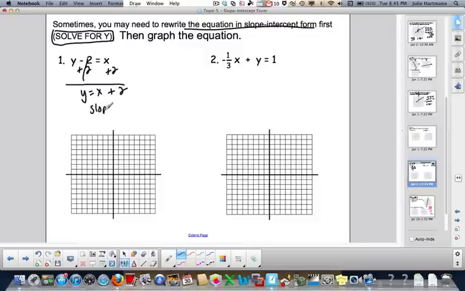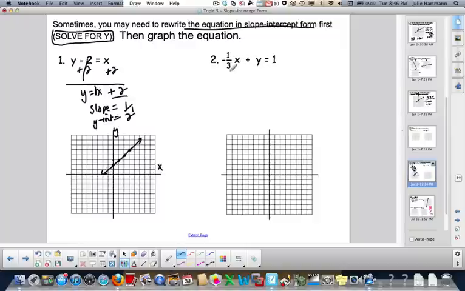From there, your slope, okay, if it's just x, the slope is a 1 in front of it. Alright, so our slope is 1. Y-intercept is 2. So we start at the y-intercept. Slope is 1, so that's 1 over 1, up 1 over 1, up 1 over 1, up 1 over 1. And there's your graph.